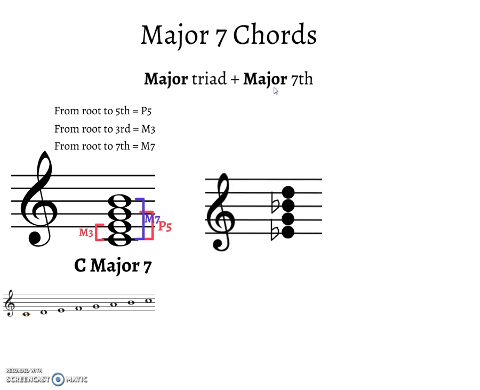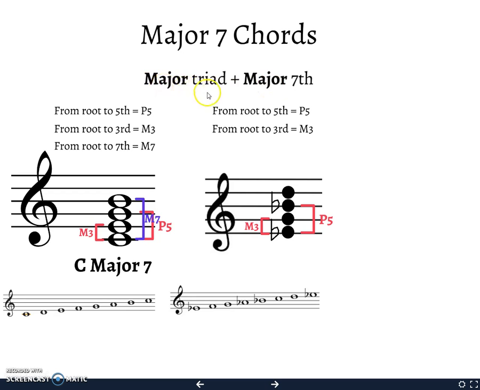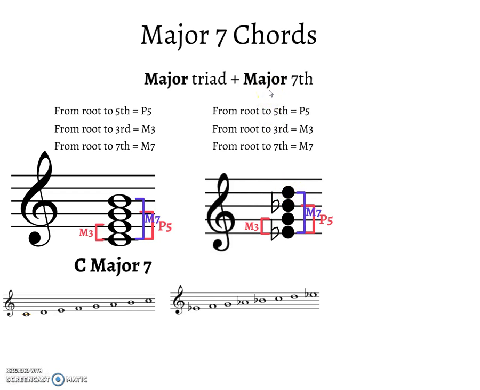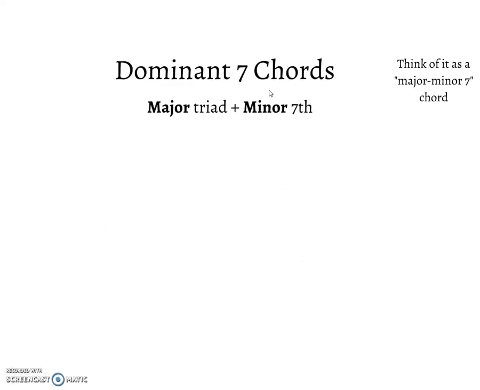Let's look at E flat on the bottom. There's our E flat scale for reference. From the root to the 5th is a perfect 5th, and the root to the 3rd is a major 3rd. That makes our major triad. Then, from the root to the 7th is a major 7th. E flat major 7. Last one, built on G. Again, perfect fifth, major third, major 7th from root to 7th. G major 7 chord.